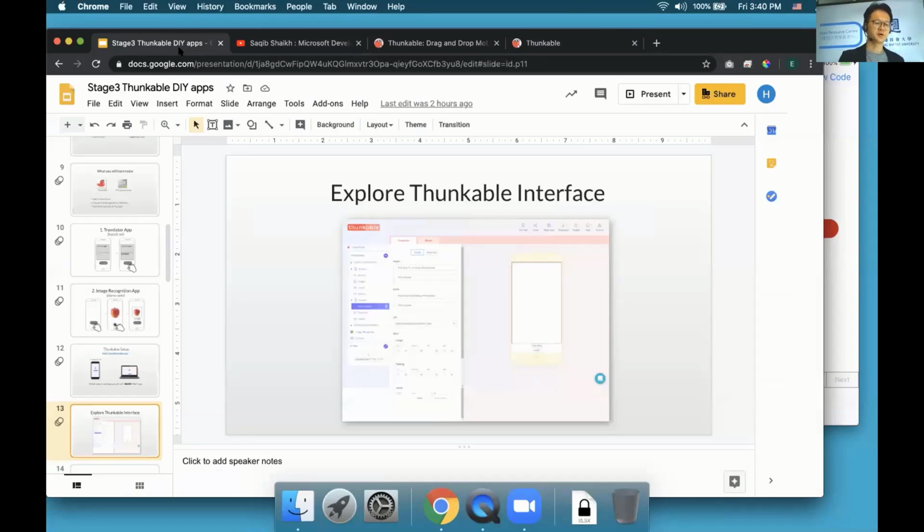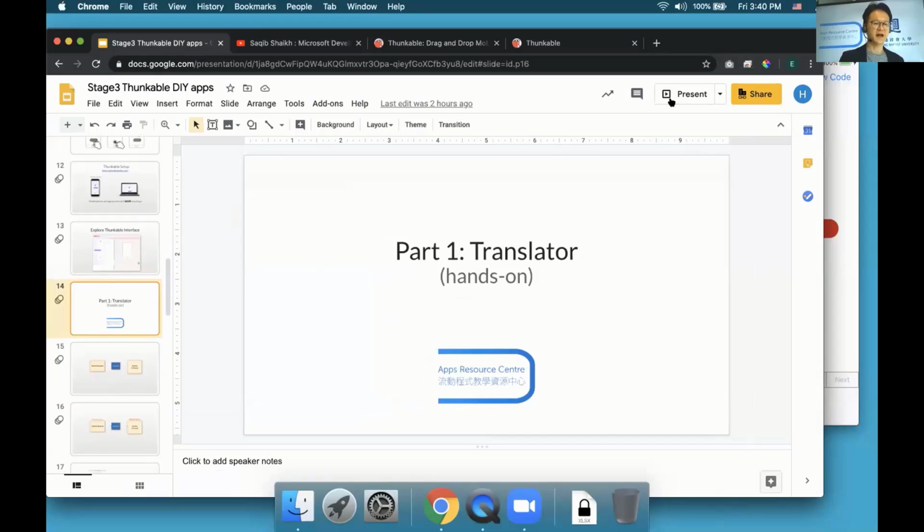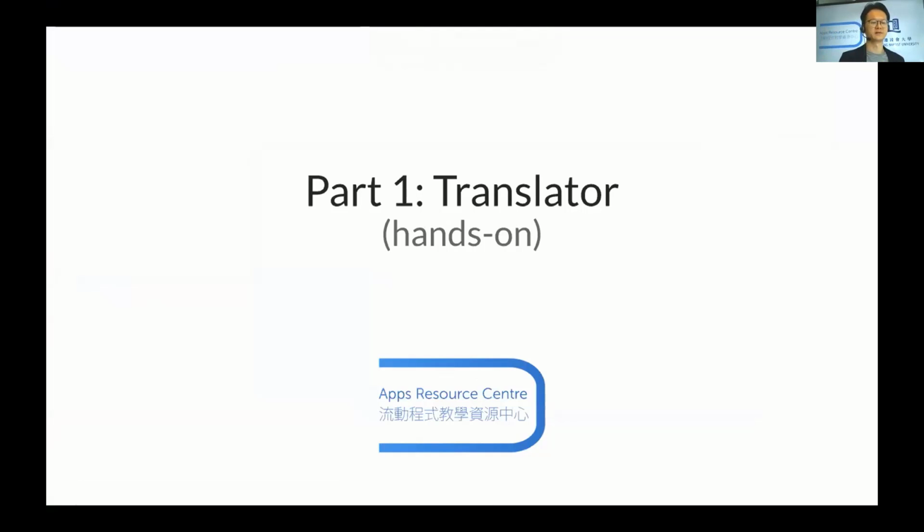All right. So now that we know a little bit about the Thunkable interface, now let's try this hands-on exercise. Before we actually start building the whole thing, we need to figure out some sort of strategy. We need to have some sort of plan on how we build this app.